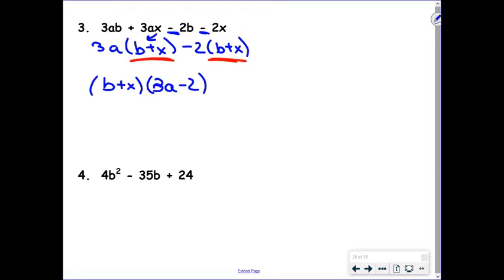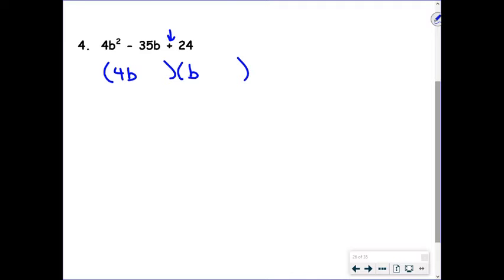In 4, first thing I look at, can I pull anything out? 4, 35, and 24? No. There's 3 terms, so I'm just going to look to factor it. Now, I can pretty much guess that 24 and 1 won't work. So let's try 4b and b, maybe 2b and 2b here. I don't think 24 is going to work, so it's going to be minus minus. Let's try 6 and 4 and 8 and 3 first.